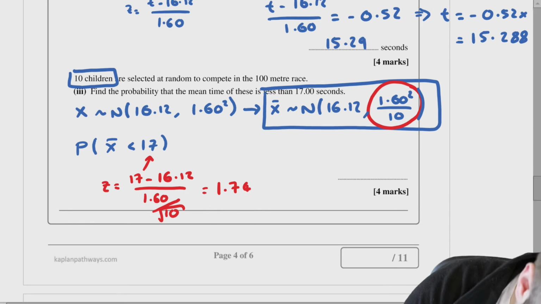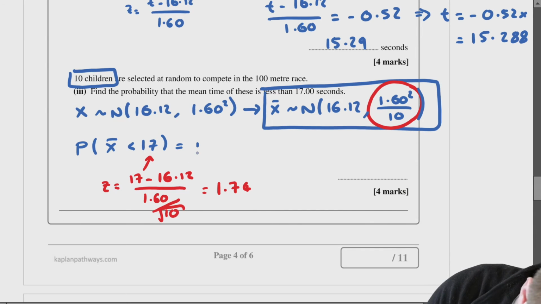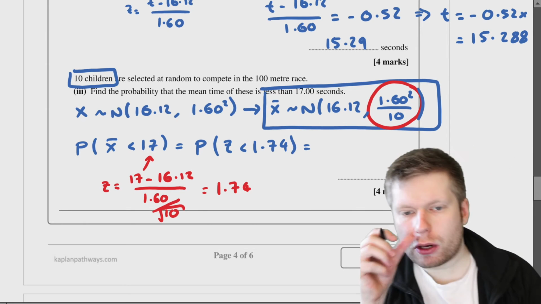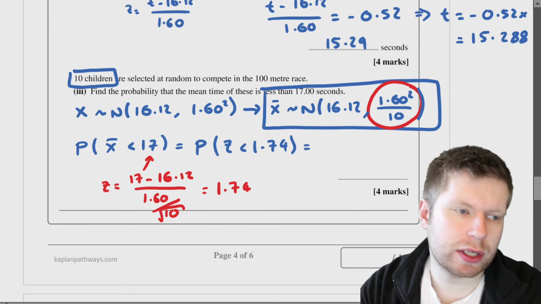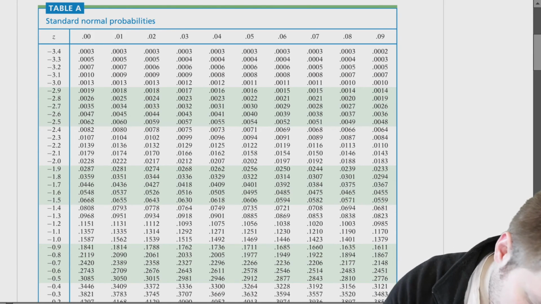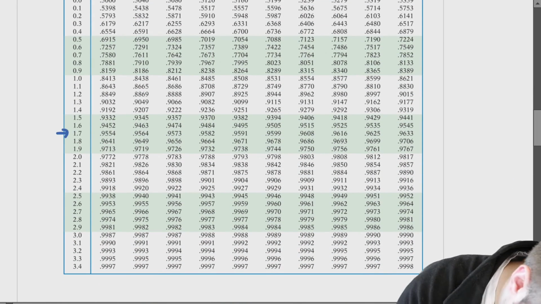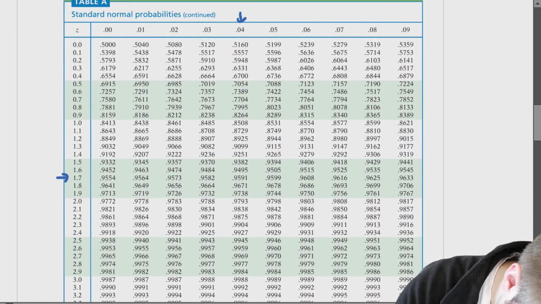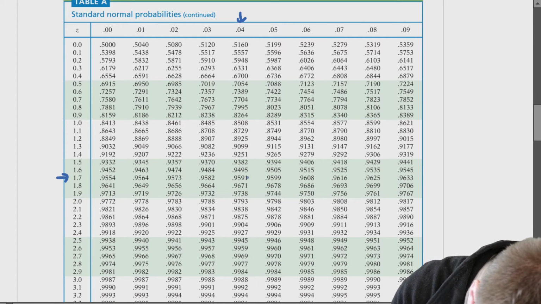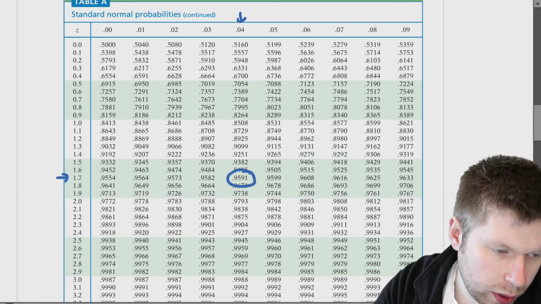So in other words, if I want to work this out, because it's already a less than probability, I can just straightforwardly look up in my tables: what's the probability that z is less than 1.74? In other words, what's the probability that I obtain a value lower than 1.74 units of standard deviation from the mean? Well, let's find my tables. Let's find my 1.74. So 1.7, I'm looking for 1.74. So that row, that column, that's going to give me 0.9591.